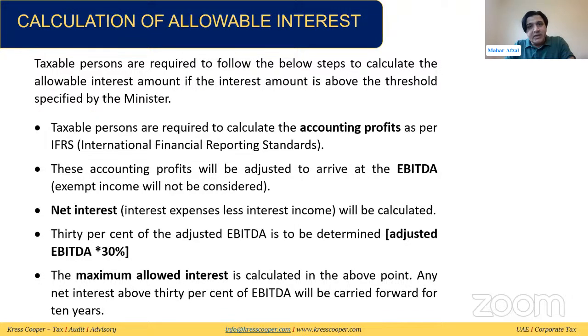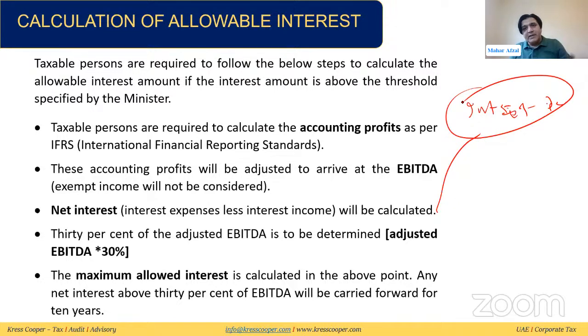So we need to adjust the EBITDA. We need to make adjustments in the accounting profit to arrive at the EBITDA. This adjustment can be of various types. We have already discussed in detail, and the major adjustment in this lecture that we have just discussed is exempt income. After arriving at EBITDA, we need to calculate the net interest. If this is the current period, net interest will be interest expense less interest income. This will be net interest.